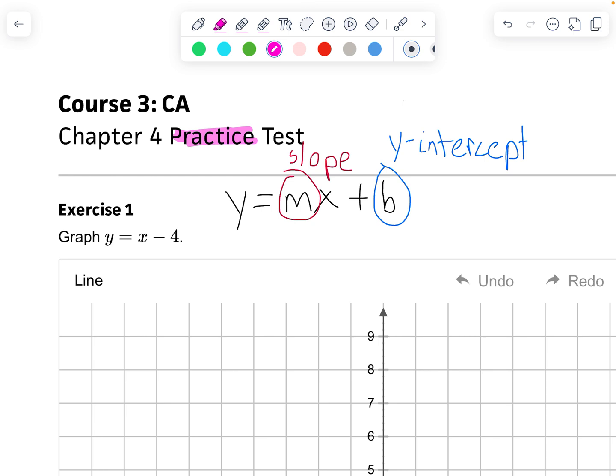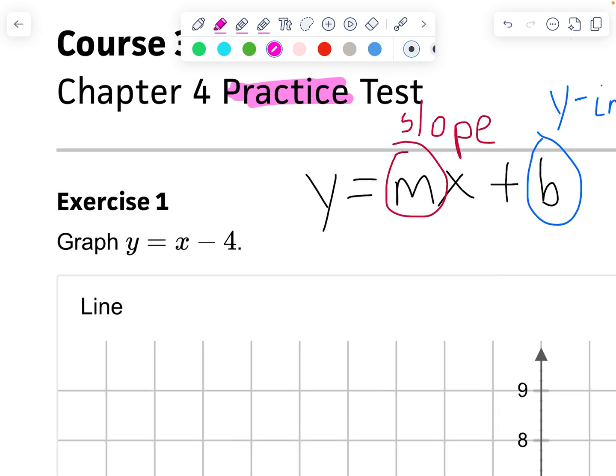So for number 1, you have an equation. And I wrote the slope-intercept form right here: y equals mx plus b. M is the slope. B is the y-intercept. We've done this quite a bit. So if you look, the number in front of the x is the slope. The number in front of the x right here is a 1. So the slope, I'll highlight it in red, the slope is 1, okay?